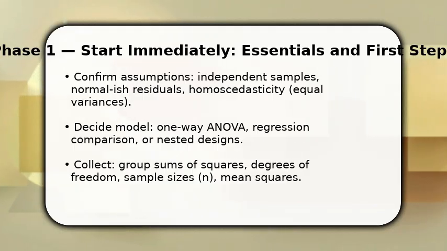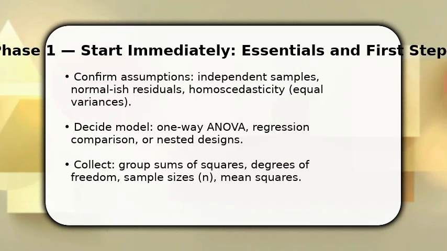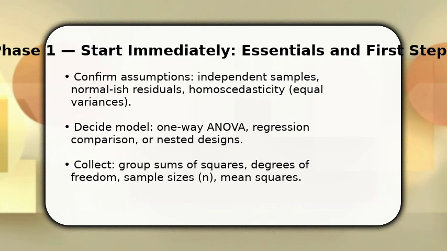Once done, form the mean squares by dividing sums of squares by their degrees of freedom. These numeric steps produce the numerator MS and denominator MS. Make sure to label which MS is which before computing the F ratio.